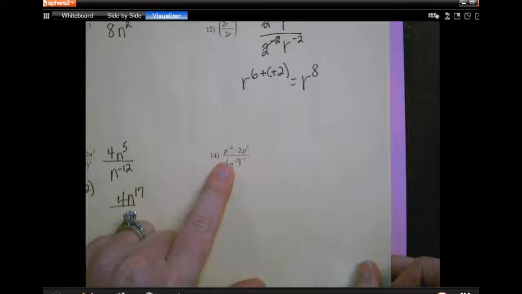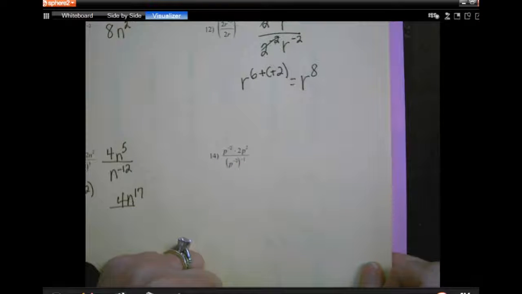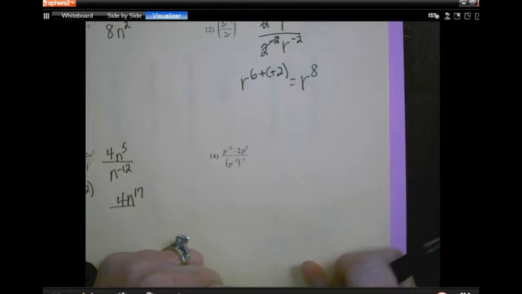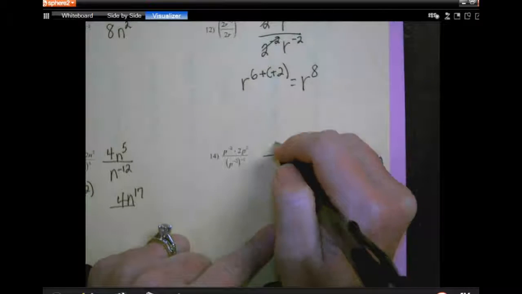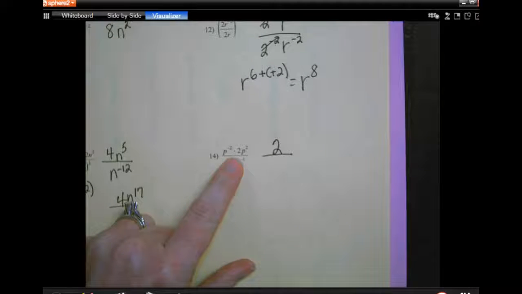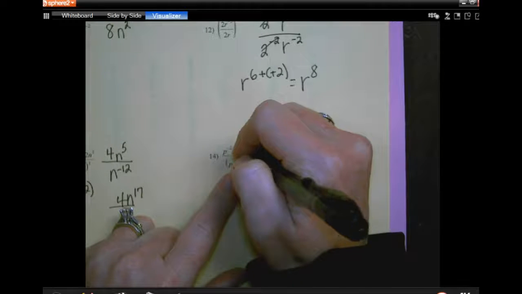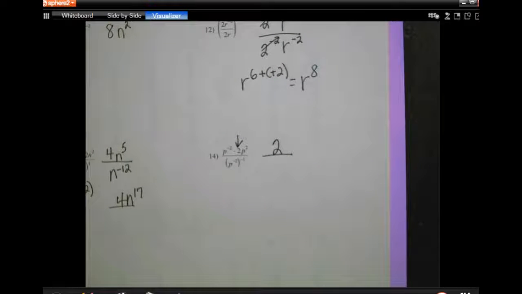So on number 14, on top, negative 2 plus 2. 0, 1. Anything to the 0 power is 1. So I have 2 here. You have that 2 left over right here. The p is 1. Negative 2 raised to the negative 1. It's 2. It's positive. Where does that go? Top.